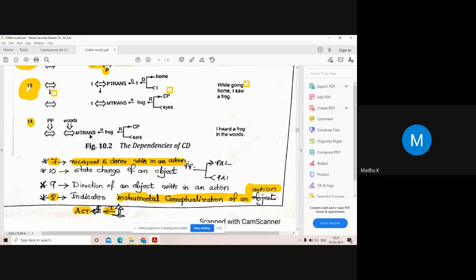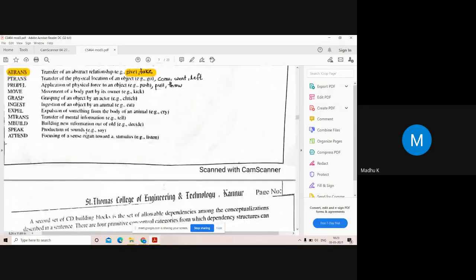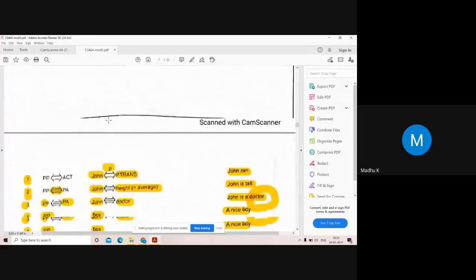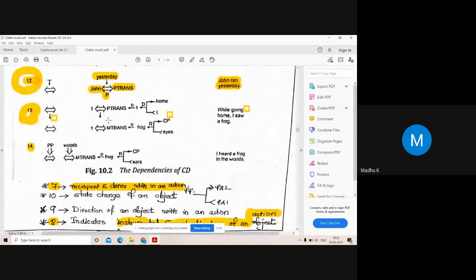The action involves M-trans. What is M-trans? M-trans means, like P-trans, transfer of mental information. So M-trans is used here. So this is all about the action. Then in the woods, I want to represent "in the woods." That concept is represented in this way. Woods is the picture producer. Then I will combine it in this way.